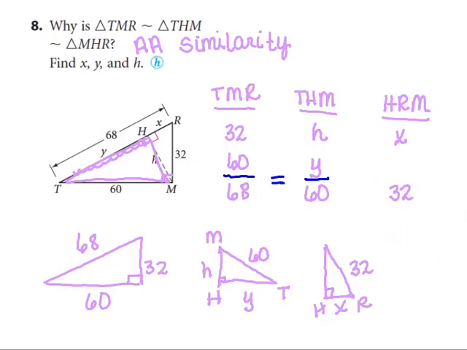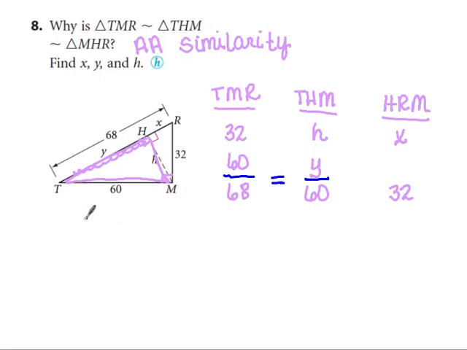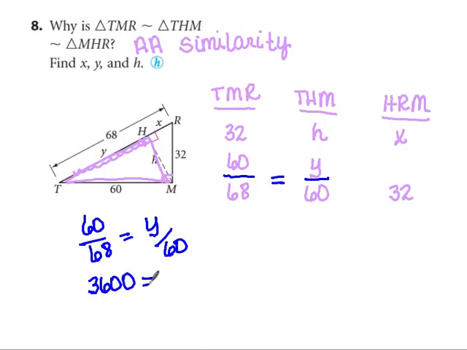So in order to do that one, first of all, I'm going to go ahead and erase some of these so that I have some room. So we already know that we have 60 over 68 equals y over 60. So cross multiply, you get 3,600 equals 68y. What does y equal? 52.9. Good.